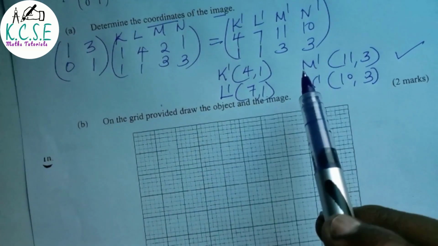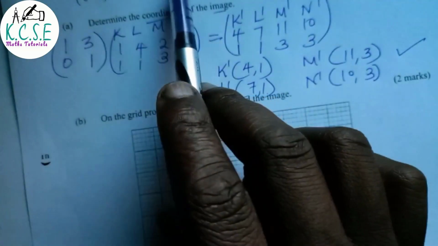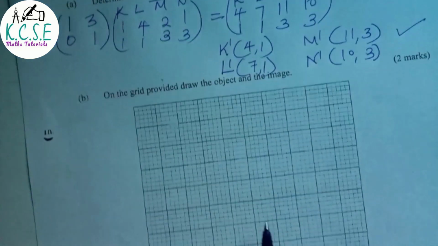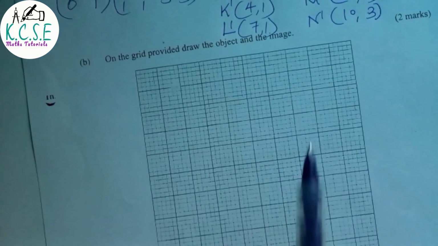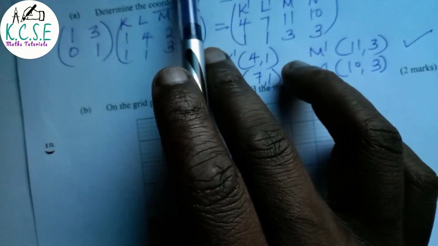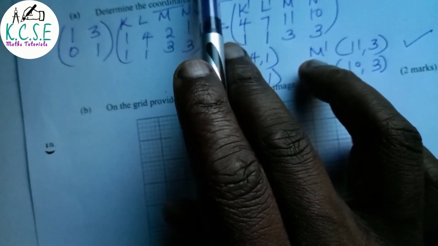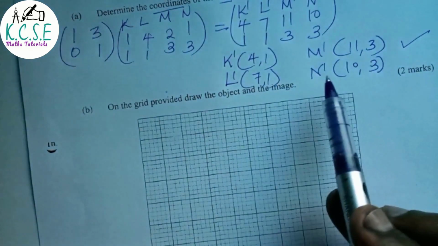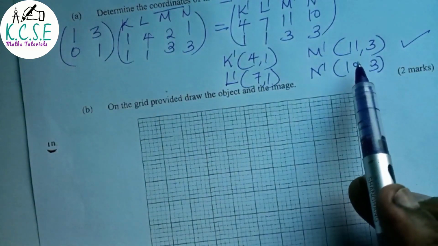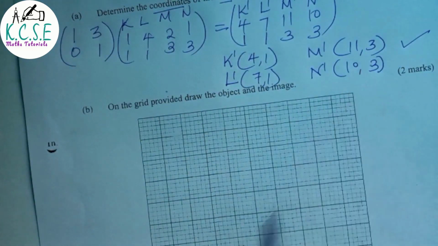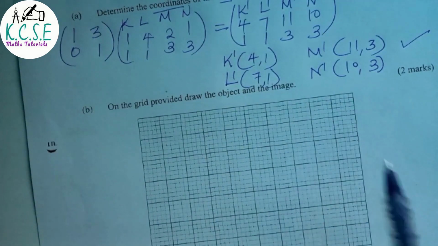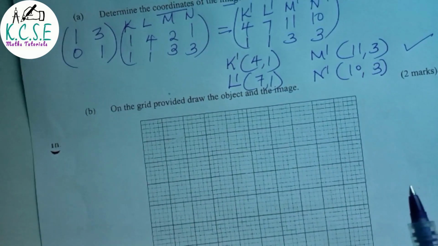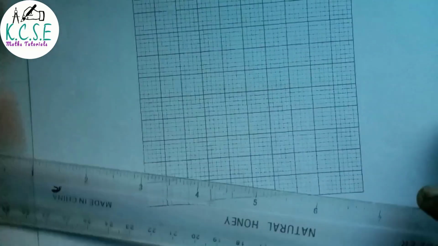So draw the object and the image. Look at the coordinates of the object to determine a suitable scale to use here. The biggest value for the object is 4 on the x-axis. For the image, the bigger values are found on the x-axis, 11. So I can use a scale of 2.